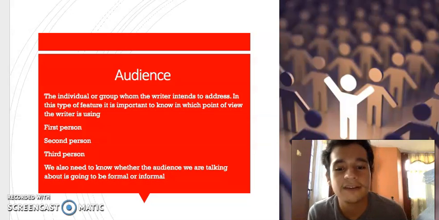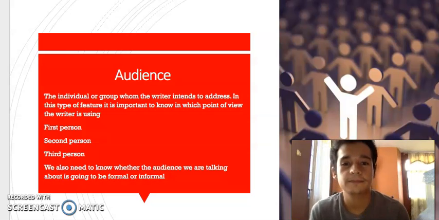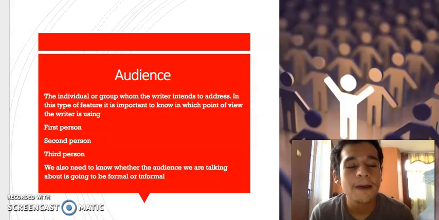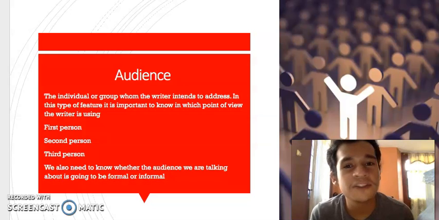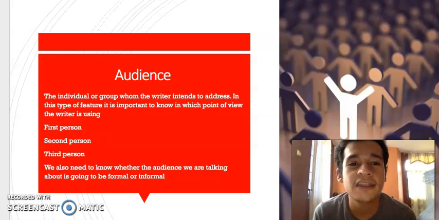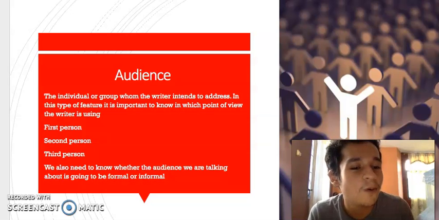Now, in the third person point of view, the writer is talking about people or persons that are being talked about. In this case, the writer usually uses pronouns such as he, she, they. We also need to know whether the audience we are talking about is going to be formal or informal.